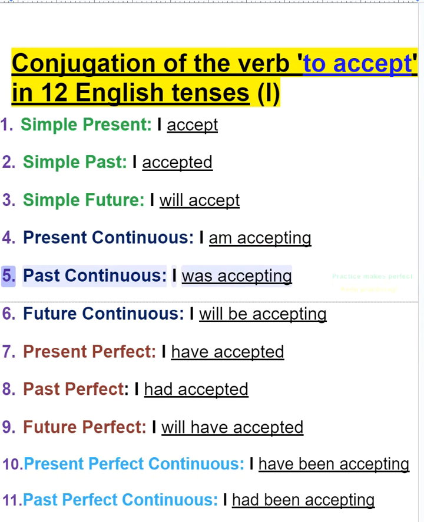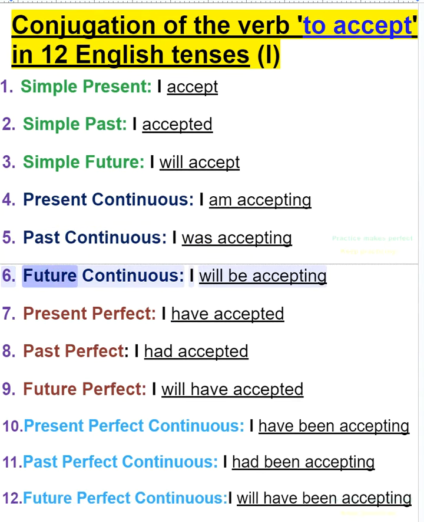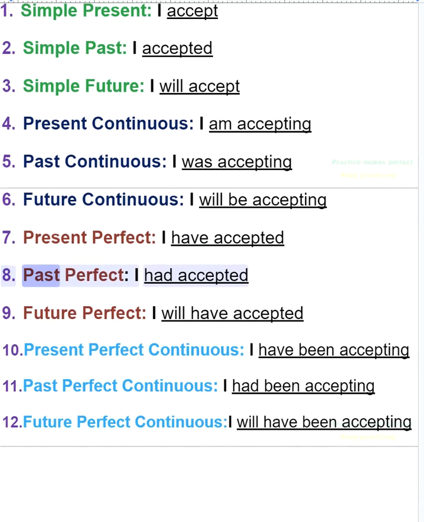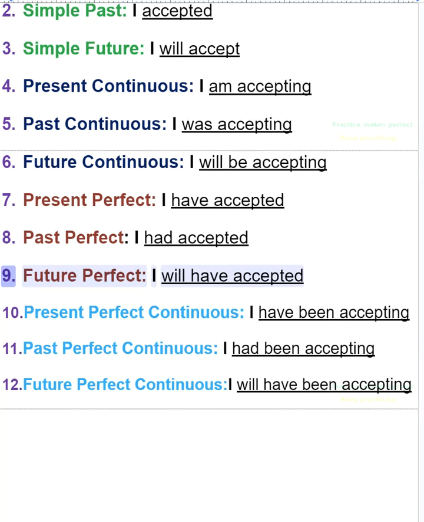5. Past continuous, I was accepting. 6. Future continuous, I will be accepting. 7. Present perfect, I have accepted. 8. Past perfect, I had accepted. 9. Future perfect, I will have accepted.